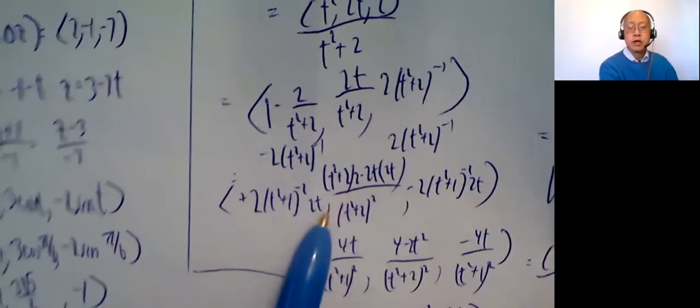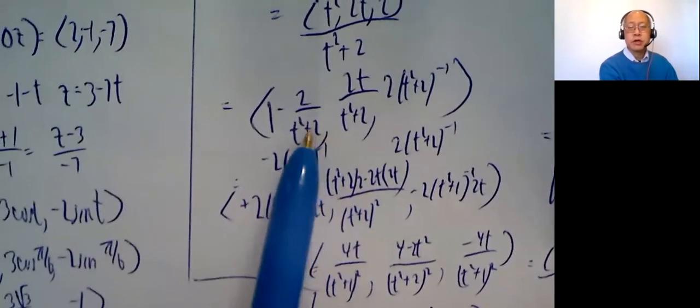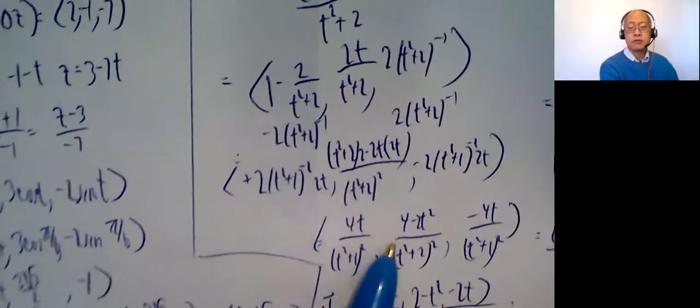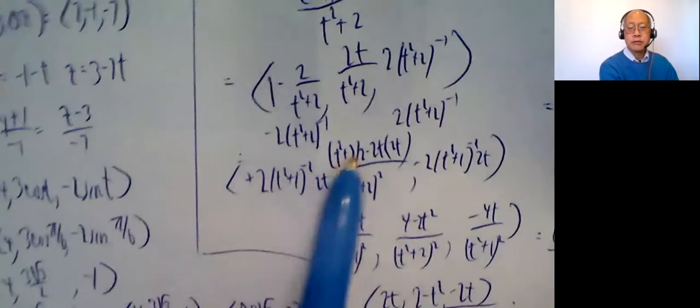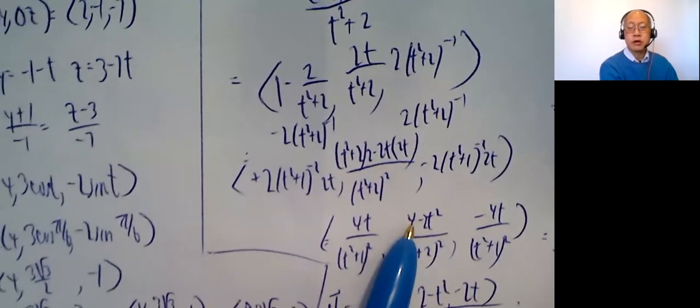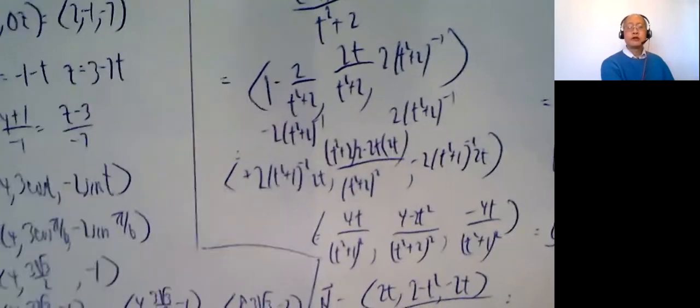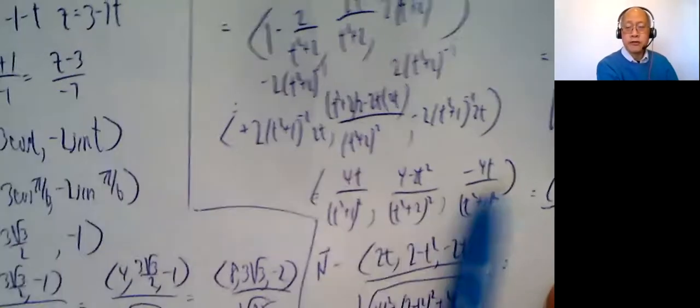This one, quotient rule: bottom times derivative of the top, 2, minus the top, 2t, times derivative of the bottom, 2t, over t squared plus 2 squared. A little bit of algebra, 4 minus 2t squared for this one. Okay, now to find a unit normal vector, you can take any scalar multiple of this.